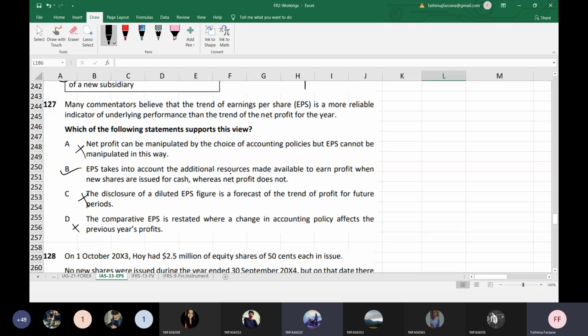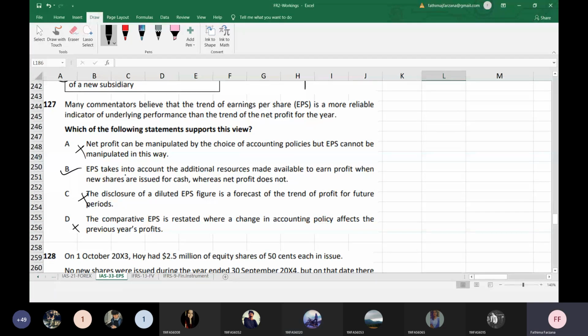EPS will take into account additional resources. We have seen in the question, ma'am, when calculating the EPS, when the cash increases, the issue of shares also increases. Like the way we have seen in the question of DEPS, even the shares also increase, ma'am. The number of shares, okay, fine.